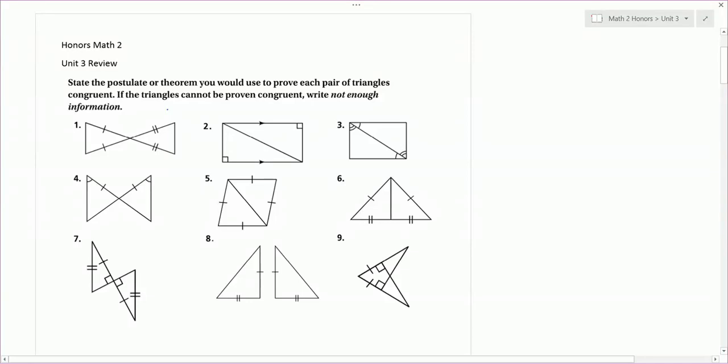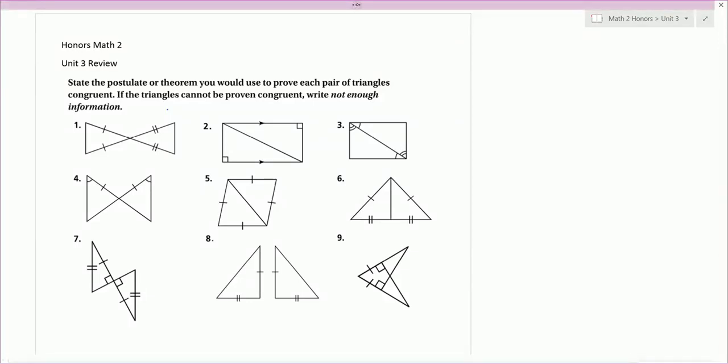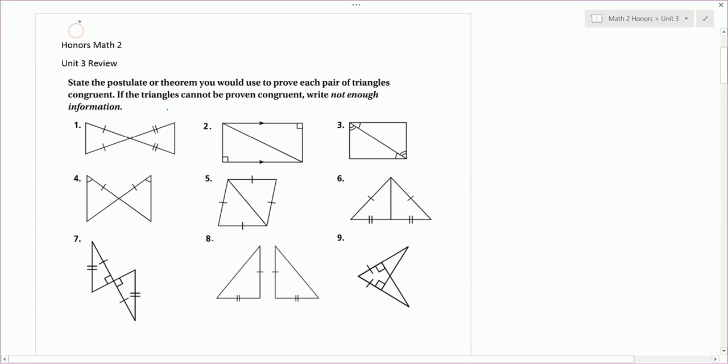This is the Honors Math 2 Unit 3 review. And for the first few problems, it asks to state the postulate or theorem that you'd use to prove each pair of triangles congruent. If the triangles cannot be proven congruent, then you write not enough information.